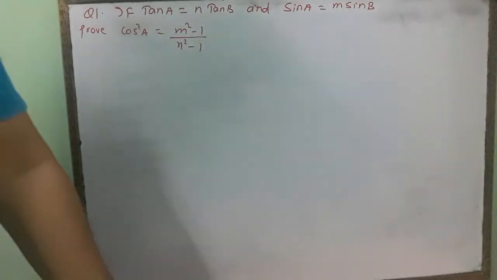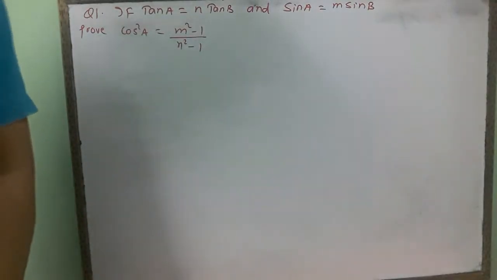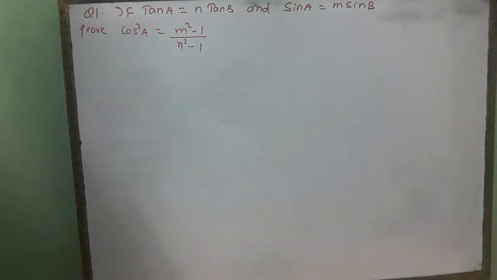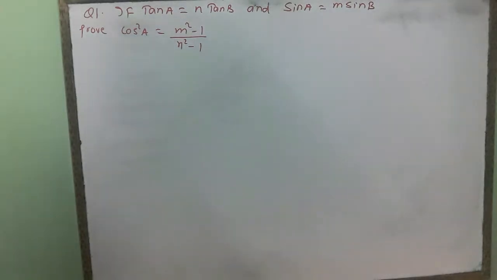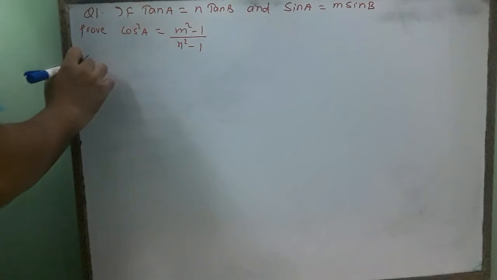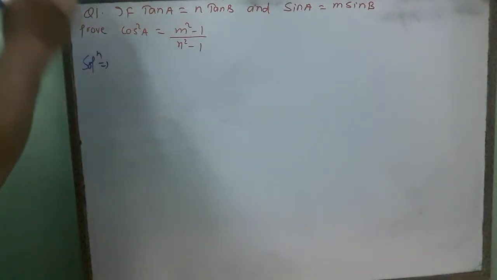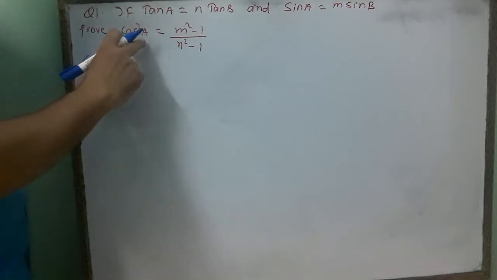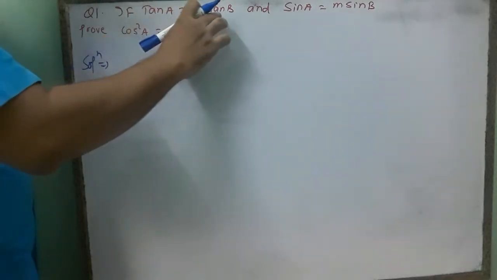See, the question is this one: if tan a is equal to n tan b and sin a is equal to m sin b, prove that cos square a is equal to (m square minus 1) divided by (n square minus 1). These types of questions you will find in R.S. Agarwal book.